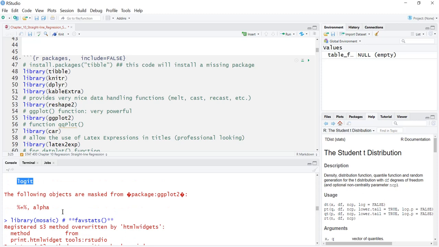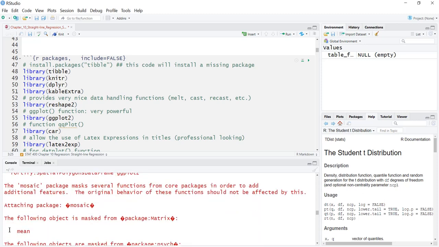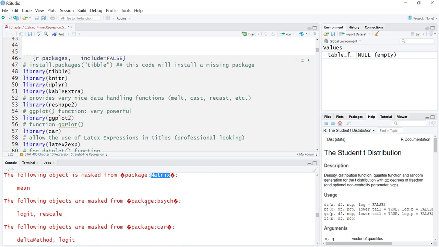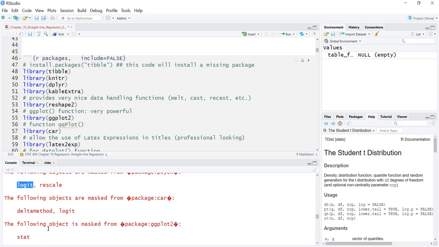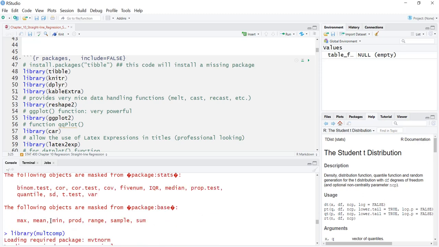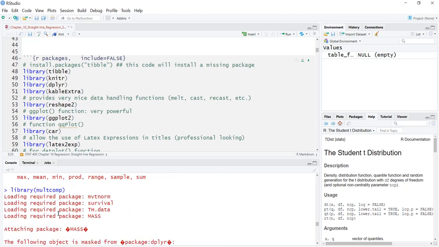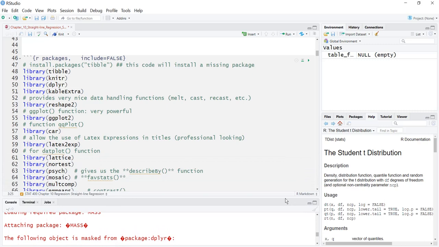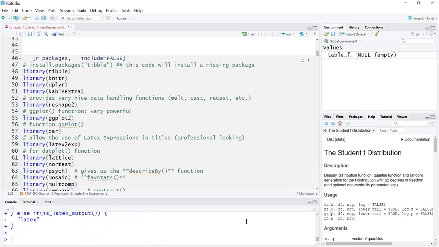So it is important to know sometimes what is being masked. If you try to use the mean, you're not going to use it from the matrix package, and if you want that one, then you have to call it specifically again. And now we see the psych package has been masked, so logic is not going to be available from psych. It's going to be available from some other package. So this can complicate how we do things, but it's important information to know. We just don't want it to print out in our PDF. But if you need this information, it's all there for you.